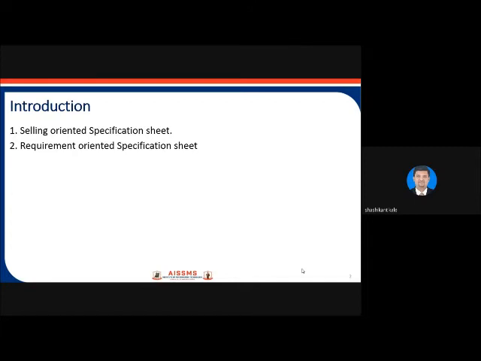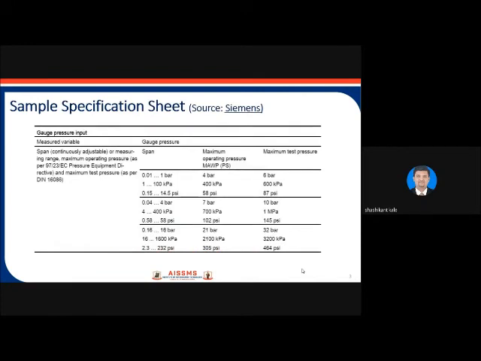So how do the specification sheets look? One specification sheet we have referred from Siemens is for a pressure transmitter. We can see clearly here what is mentioned in the specification sheet. Various ranges, operating ranges, maximum spans, maximum operating pressure, test pressures, everything is mentioned in the specification sheet.